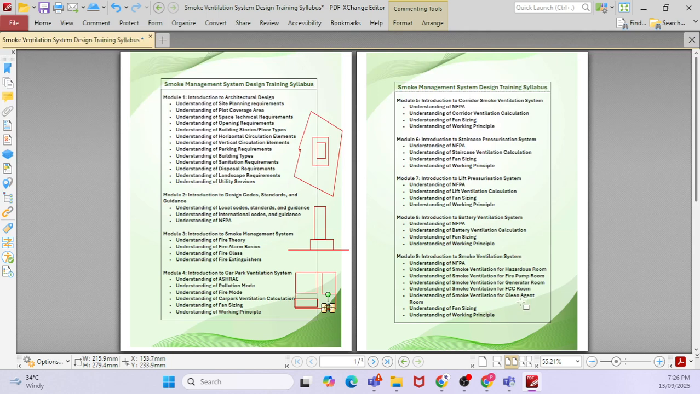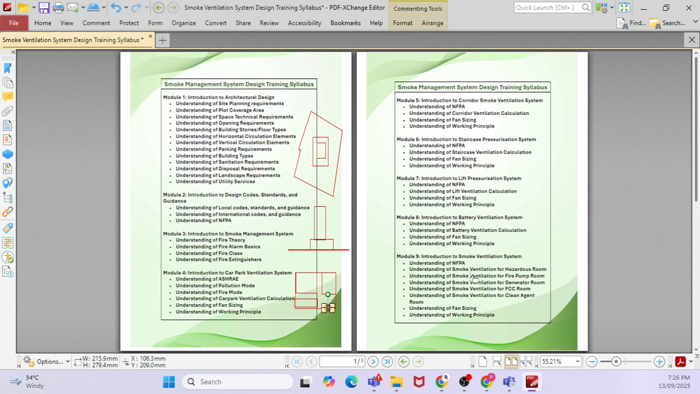So for example, if you have one building, you have a car park. Yes, we are doing car park management. Then you have a staircase. You do staircase management. Then you have a corridor. Yes, we do corridor smoke management. Then we have lift pressurization. Yes, we do lift management, smoke ventilation. Then if you have battery rooms, yes, we do the battery ventilation calculation.